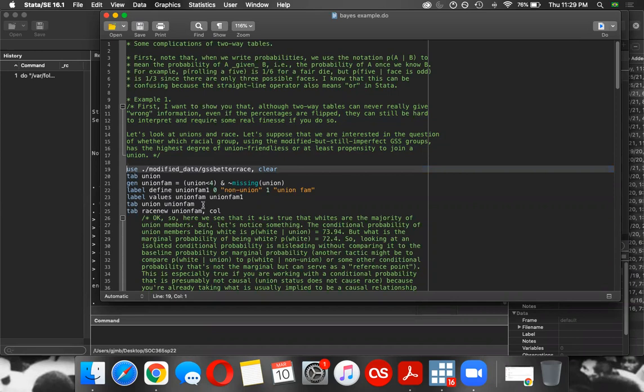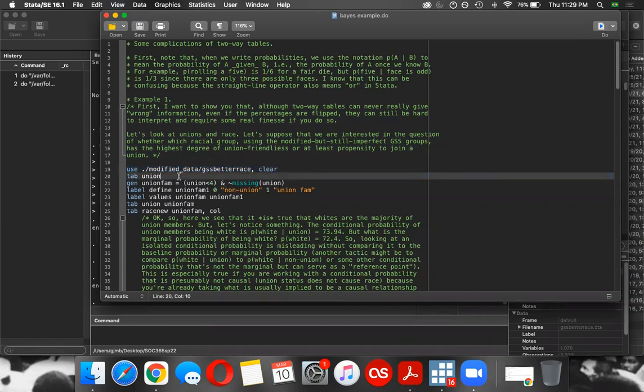So I'm going to run a little bit of code here. I'm going to first call in the better race data. We've saved this before as a class, so you should have access to this. If not, you can simulate this just using the race variable in the GSS. It won't make a big difference.